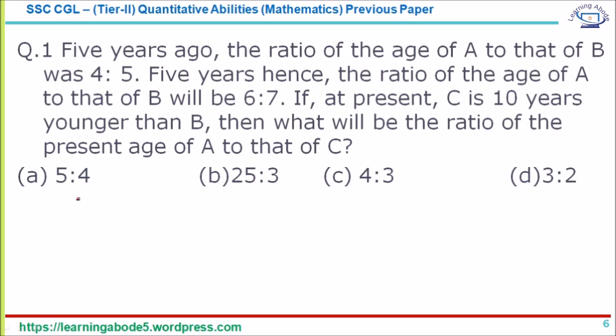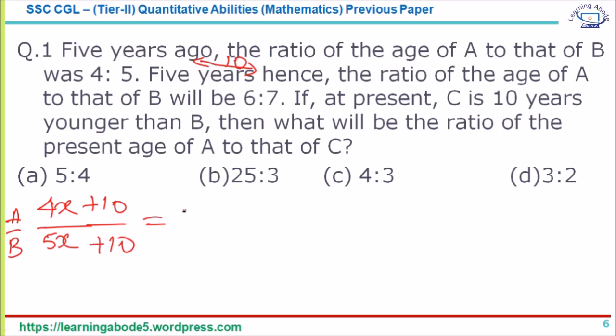Now we can take 4x and 5x as the ages of A and B 5 years ago. Between 5 years ago and 5 years hence, there is a difference of 10 years. So you add 10 to the numerator and 10 to the denominator, and you get the new ratio 6/7. Now solve for x. You get the x value to be 5.